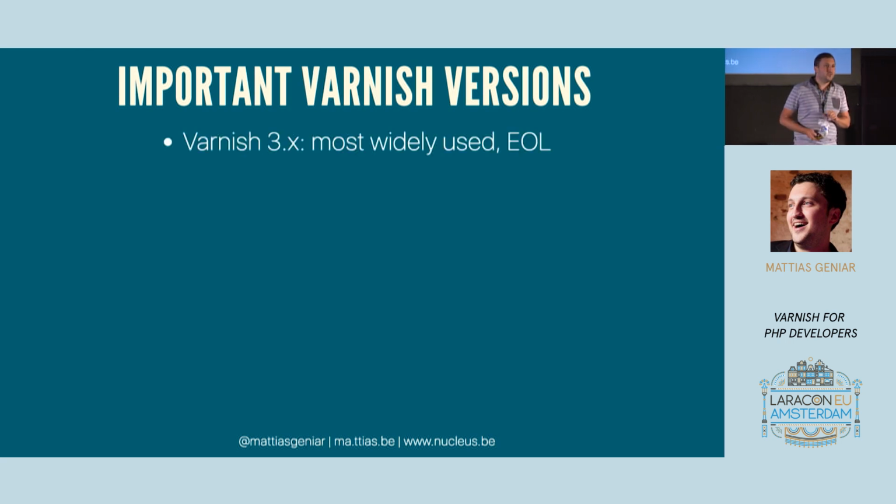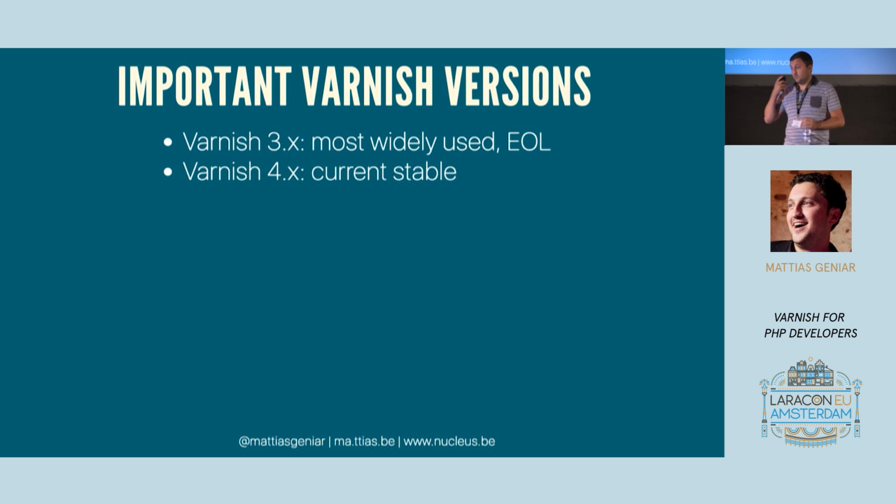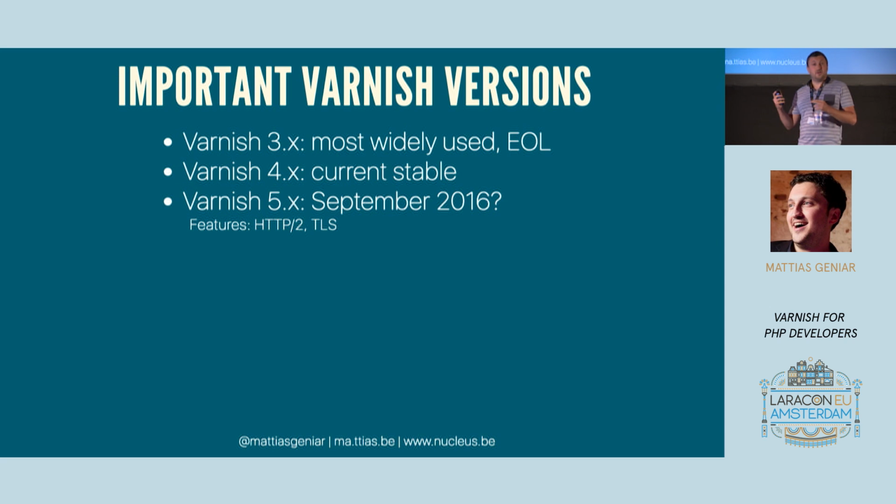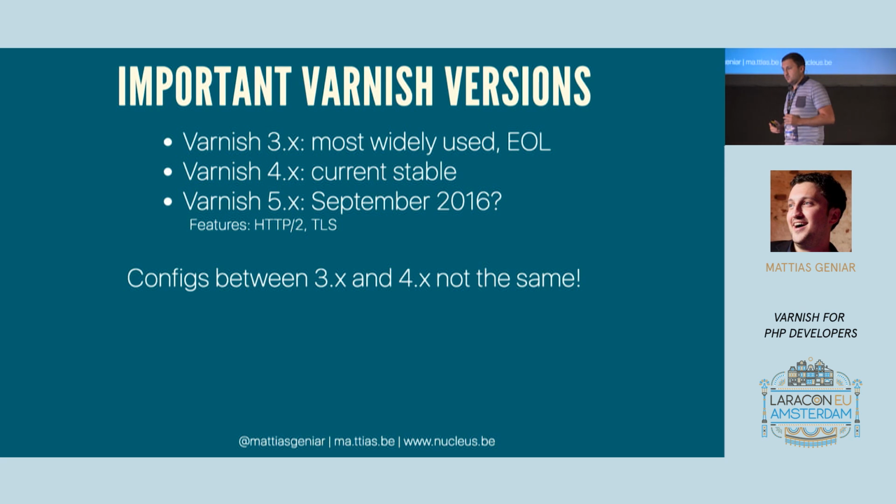Important to know, there's a couple of Varnish versions out there at the moment. The most common that you'll probably still see is Varnish 3, but that's end of life, so we'll no longer get security updates. Varnish 4 is the current stable release, 4.1 actually. And Varnish 5 is expected to come out somewhere next month. The features, if they are ready, should be that they support HTTP 2 and TLS. Important to know is that those configs that we're about to see, they can't really be transferred between 3, 4, and 5. So there are small differences in either syntax or in the way that they work between those Varnish versions. So keep that in mind if you're upgrading from 3 to 4.